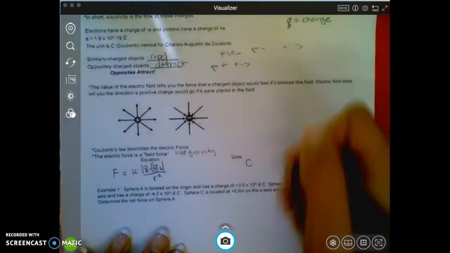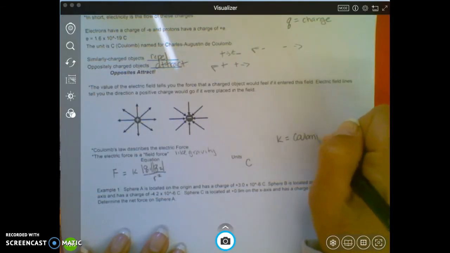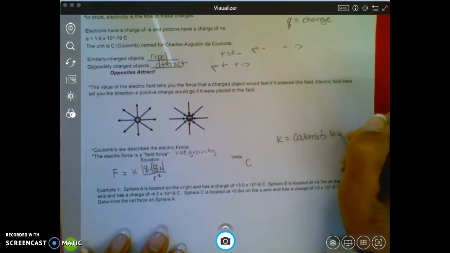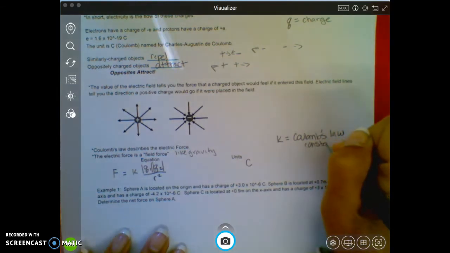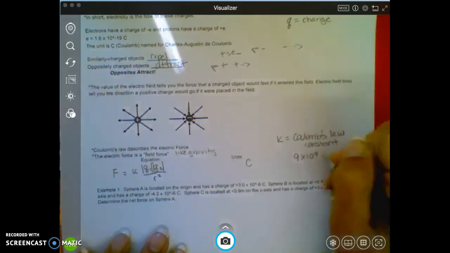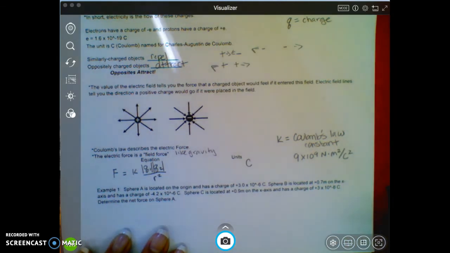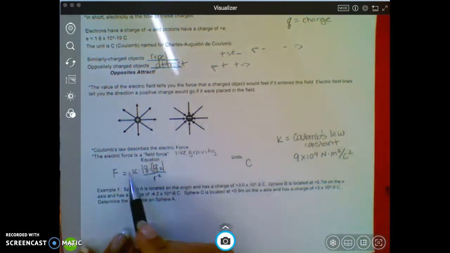Now, K is the Coulomb's law constant, and it is always 9 times 10 to the 9th. The units are kind of weird, but it's newtons times meters squared over coulombs squared. Basically that unit is just to make sure that this comes out in newtons.